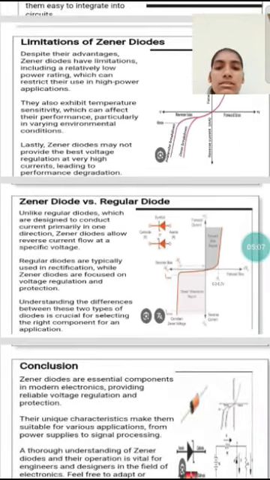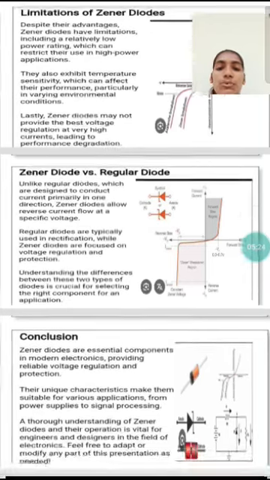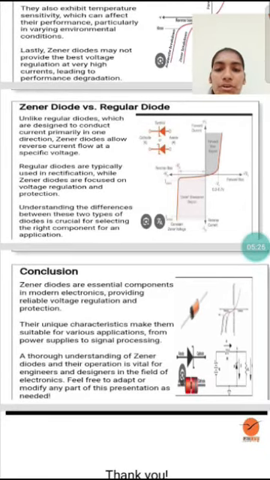Zener diode versus regular diode. Unlike regular diodes, which are designed to conduct current primarily in one direction, a Zener diode allows reverse current flow at a specific voltage. Regular diodes are typically used in rectification, while Zener diodes are focused on voltage regulation and protection. Understanding the differences between these two types of diodes is crucial for selecting the right component for an application.